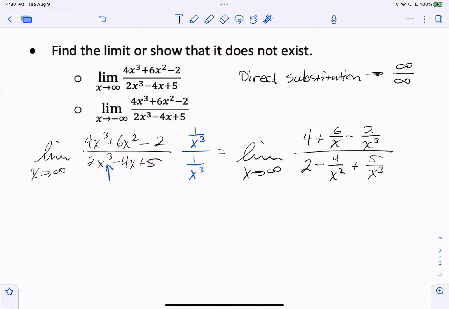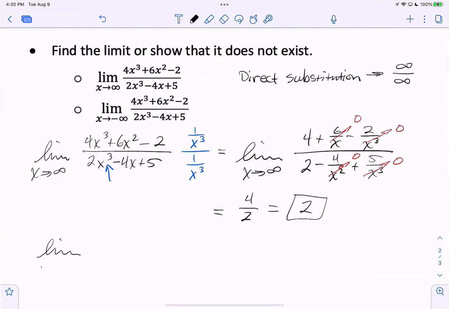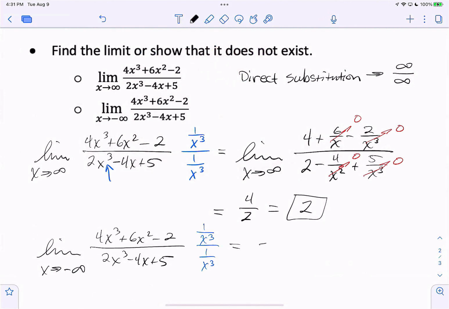Now we have these terms, 6 over x, 2 over x cubed, 4 over x squared, 5 over x cubed. And according to the theorem we just talked about, all of those are going to go to 0. So our answer here is 4 over 2, which of course reduces to 2. In this case, we'll find that the limit as x approaches negative infinity is going to turn out to give the same result, which is 2.